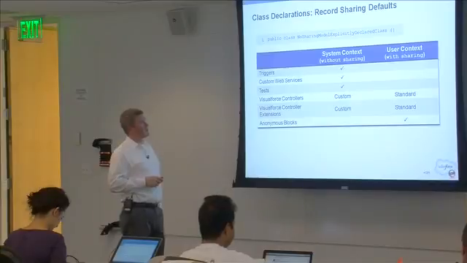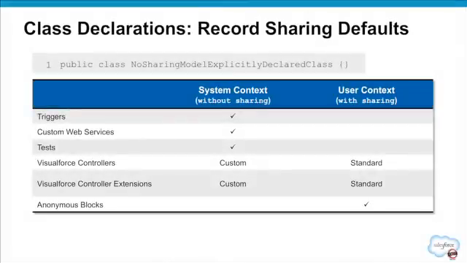Visualforce controllers, it kind of depends on whether you're doing a custom controller or using one of our standard controllers. Standard controllers run in user context and respect the sharing model. Custom controllers do not. Controller extensions, same thing, whether or not they're standard or custom. And then anonymous block always executes in user context, and so it always respects whether or not you have access to those records.